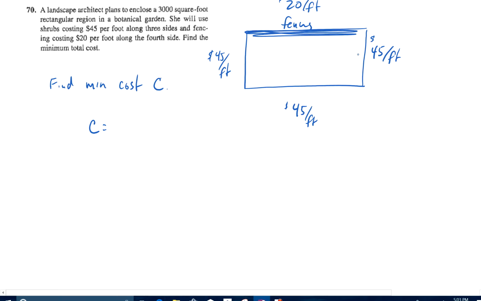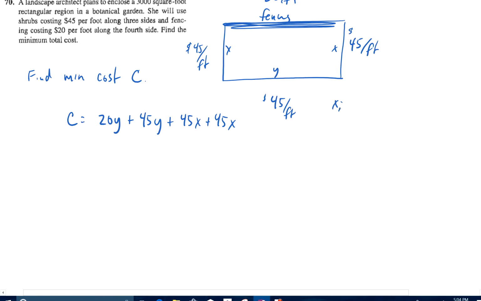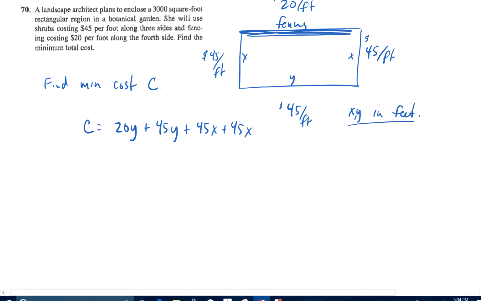Okay, and I'm going to go ahead and call this side X and this Y, because these two sides are the same, of course, and this one's different. So the cost is going to be 20y plus 45y plus 45x plus 45x, where x and y are the number of feet. X and y in feet.